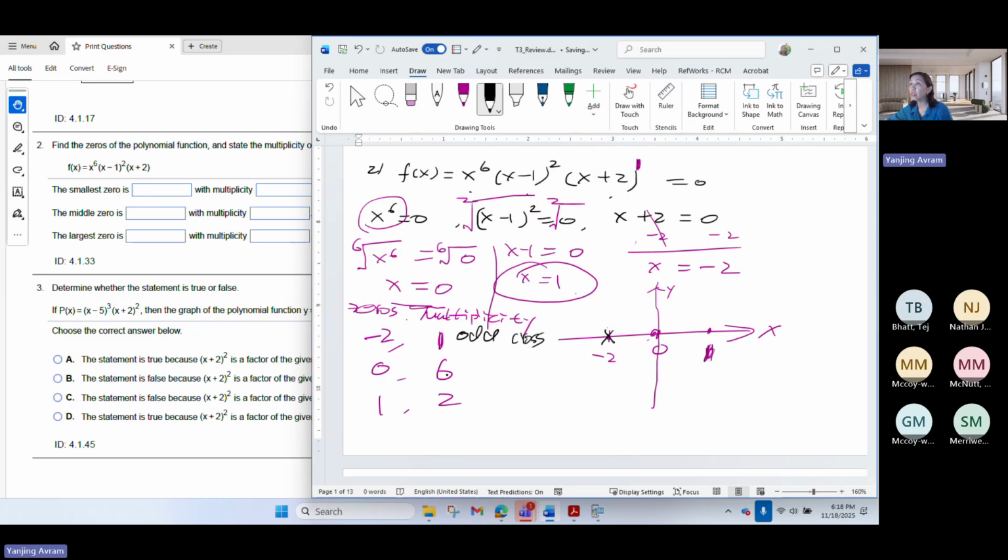And this multiplicity 6 is an even power. This is also an even power. It doesn't matter, 2 or 6, they both are even powers. So even power is called tangent, or sometimes called touching. Tangent or touching is the same. So what does touching mean? That means right here, I can touch this one from the above, or I can touch this one from below. So this is called touching, or sometimes called tangent.